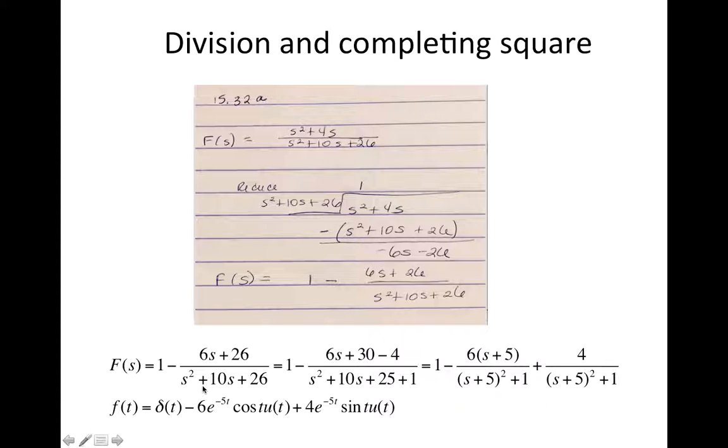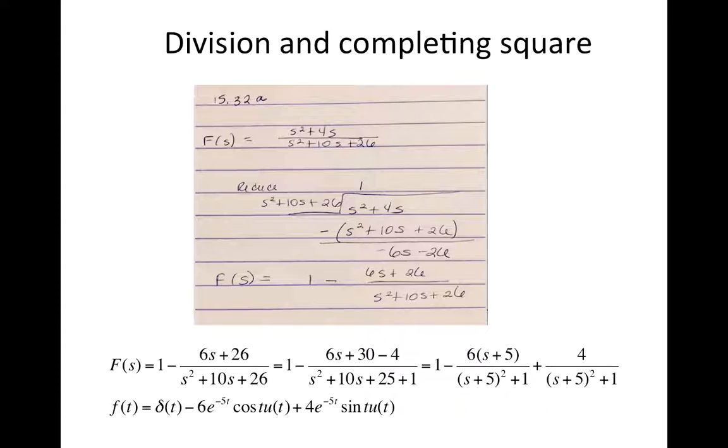So the first thing I look at is, can this denominator be factored into real roots? And the answer is no. So instead of factoring into real roots, what I want to do is I want to do a completion of the square. And when I do that, I get s plus 5 quantity squared plus 1. And so in fact, I'm actually not going to have to do a partial fraction expansion because I can't really factor this down any farther than what it already is.